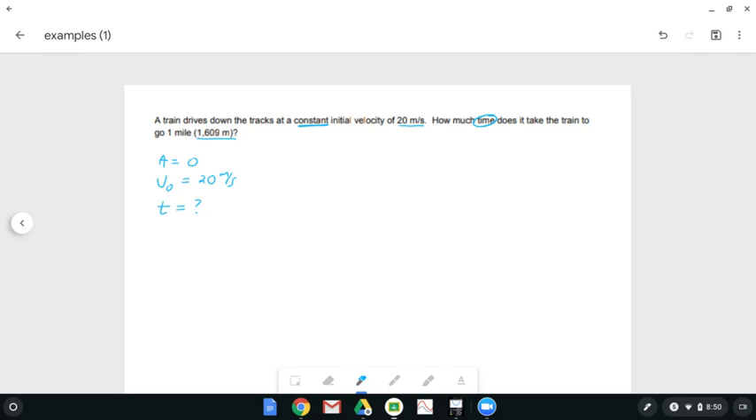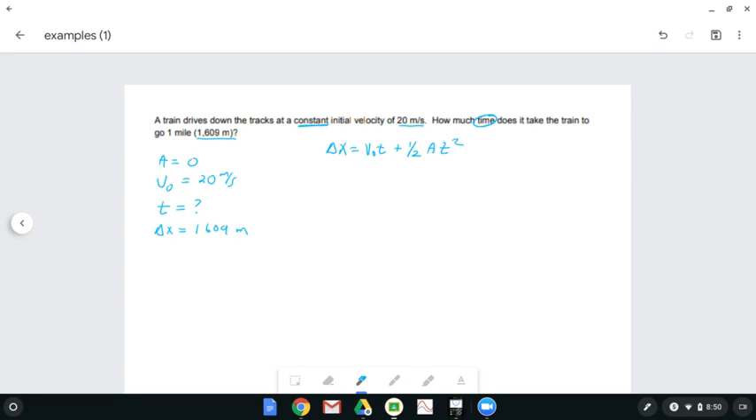And then we know the displacement, delta x, is 1 mile, which is 1,609 meters. When I look at this, I don't see final velocity, so that tells me that we are going to be using our first kinematic equation. Delta x is equal to v naught t plus 1/2 at squared.